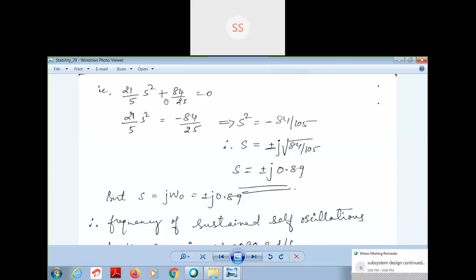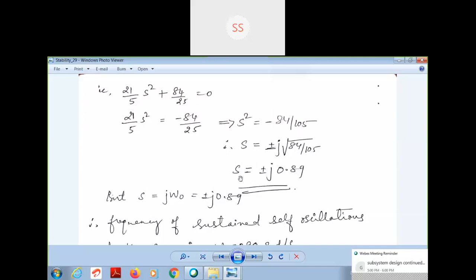So this is the auxiliary equation. We'll have to find the roots here. So a square, therefore it is going to give two roots. 21 by 5 a square equal to minus 84 by 25, and further you can simplify, 5 5 is 25. So a square equal to minus 84 by 105. We want only s, so s equal to, as it's a negative number, plus or minus j root of 84 by 105. So s equal to plus or minus j 0.89.